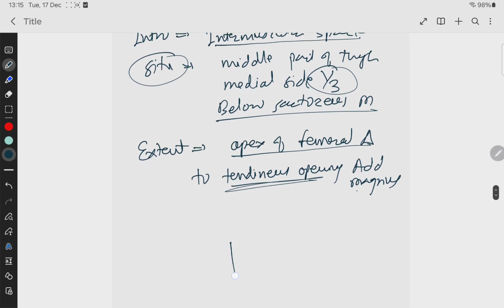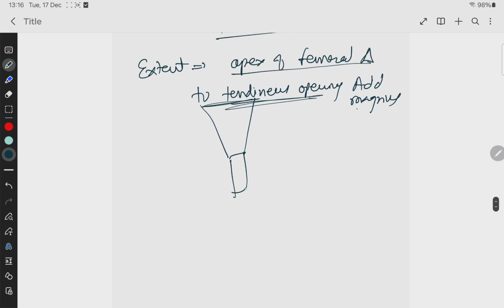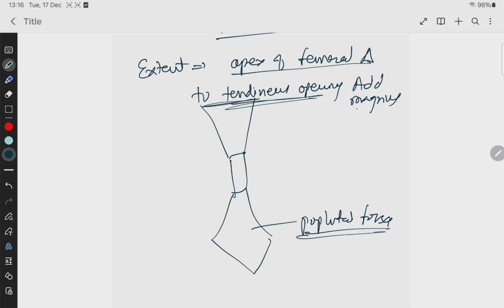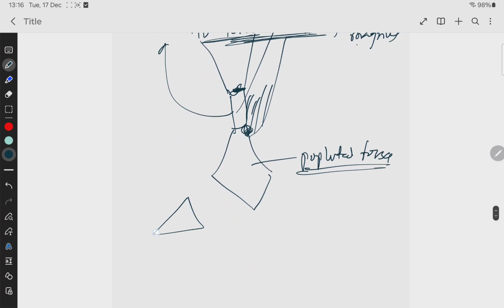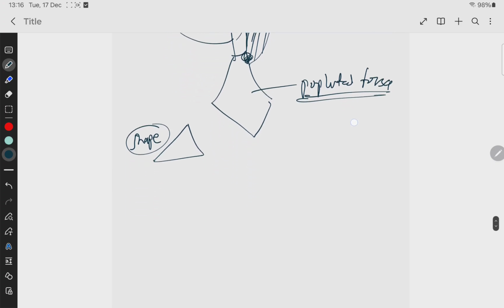So if the adductor canal is like this, above it is the femoral triangle, and below it is communicating with the popliteal fossa. The canal between the two is called the adductor canal. So it extends from the apex of the femoral triangle to the opening in the adductor magnus muscle, the tendinous opening. In cross section, it is triangular in shape. So that is the shape of the adductor canal.